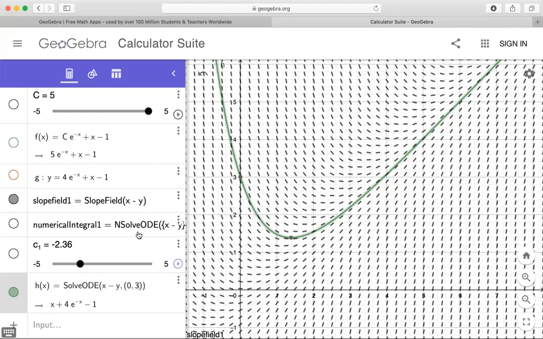So that's some options that you have for solving ODEs in GeoGebra. You can solve them numerically using NSolveODE. And we'll talk about that in chapter 6 in detail. And you can also solve them symbolically as well. So that's pretty cool. And it gives us this really nice visualization.